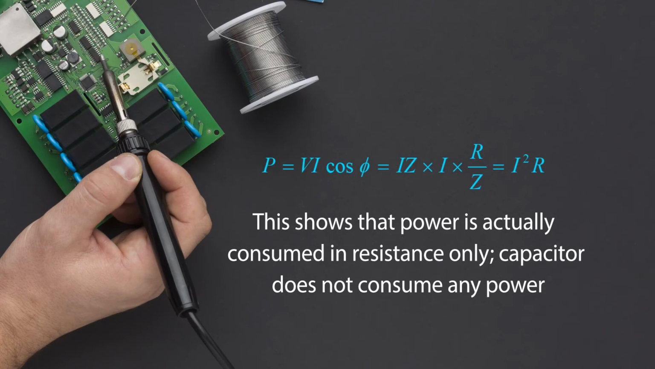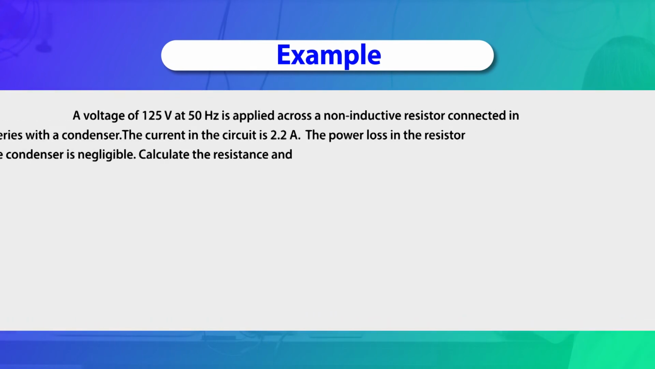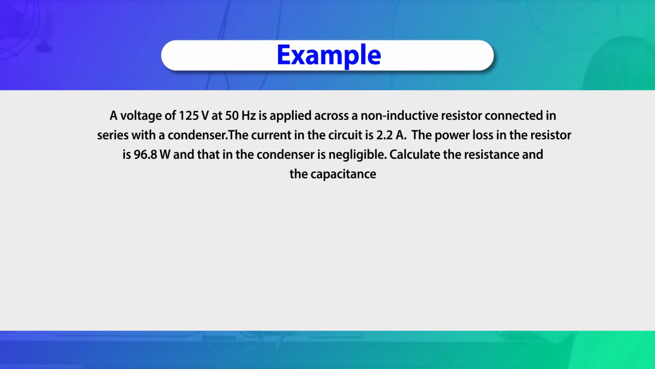Now we can also understand the previous discussion with the help of this example. A voltage of 125 volt at 50 Hz is applied across a non-inductive resistor connected in series with a condenser. The current in the circuit is 2.2 ampere and the power loss in the resistor is 96.8 watt, and that in the condenser is negligible. Calculate the resistance and capacitance.